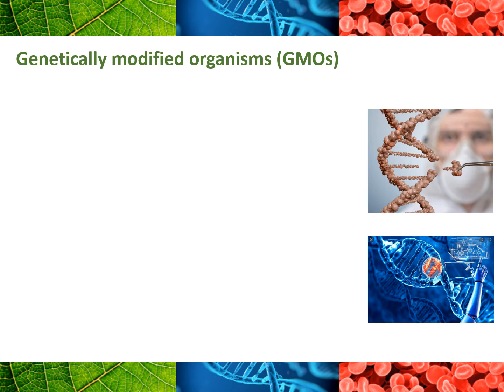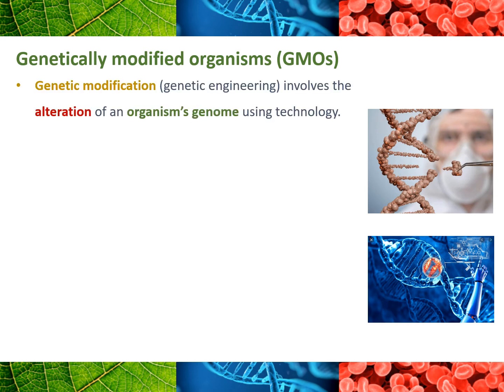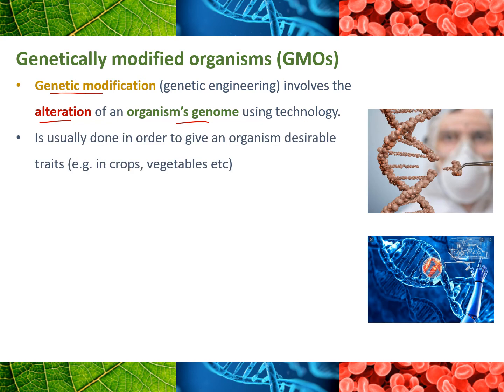Okay, moving on now, it's a bit of a change from what we were looking at to genetically modified organisms. You've probably heard of these, they do get talked about a bit, but genetic modification is basically the science, sometimes called genetic engineering, which involves altering or changing an organism's genome. So basically it is changing the DNA of an organism. This is usually done in order to give desirable traits to an organism. Generally, we see this in farming with crops and vegetables and things like that. It can be done on other things, okay?